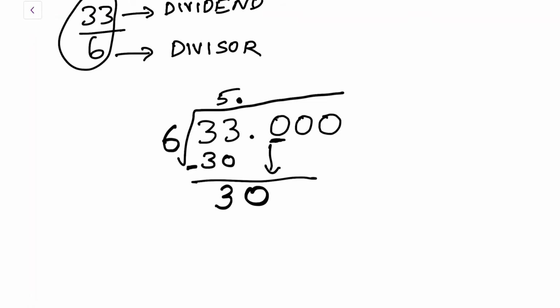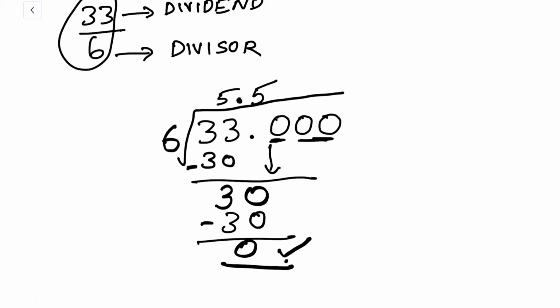All right, now 6 into what is 30? 6 into 5 is 30. Perfect. And then you get the 0 as your remainder. All right, you can continue division till the third decimal place is brought down, or you can stop when the remainder is 0. So we have stopped when the remainder is 0.